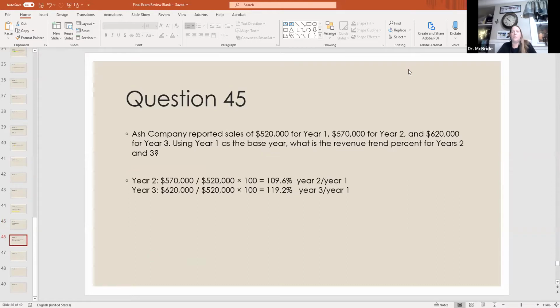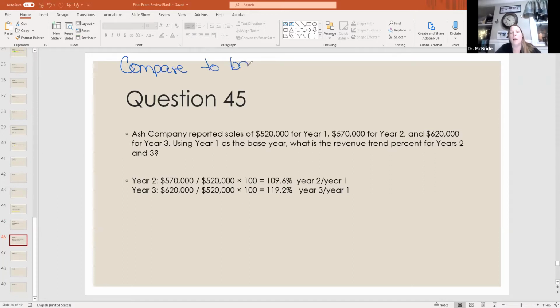Okay, this is one that you have a homework question that I said you don't have to do. So what we're doing is we want to figure out the trend percentage for years 2 and 3. And what's funny about this is that we're going to compare everything to a base year. That's what's different about this.